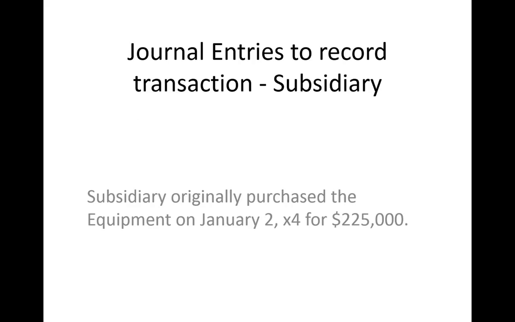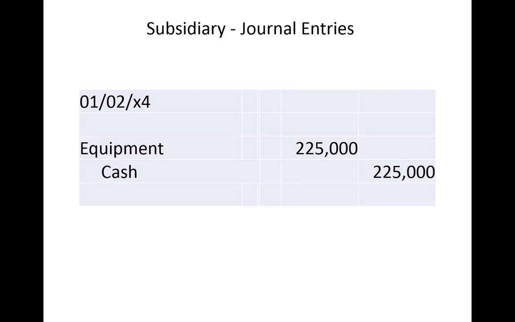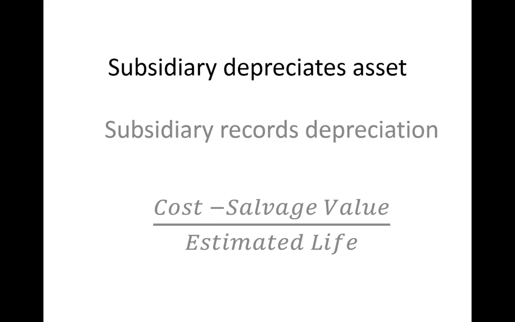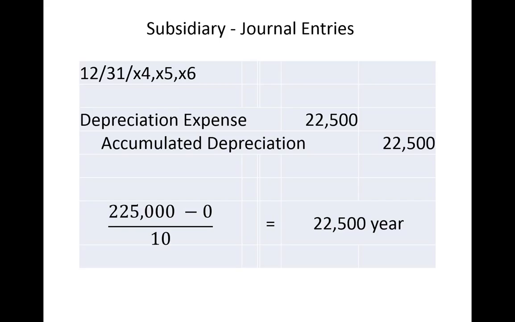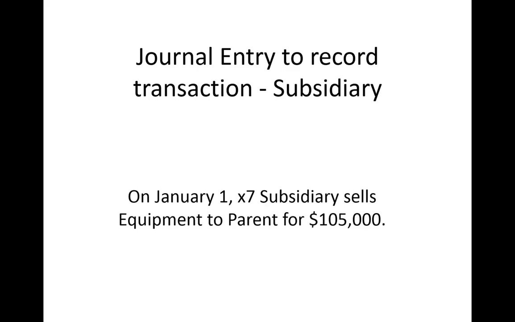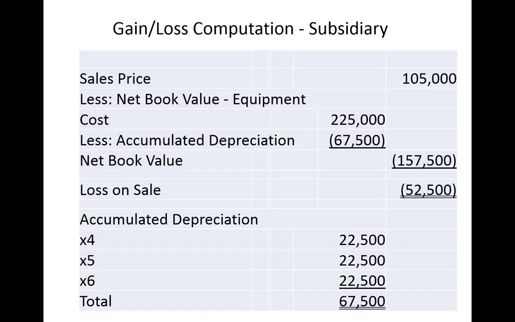So this is what the sub did when they originally purchased the equipment. Debit equipment, credit cash for 225. Depreciate the asset. Here's the formula. And we see that in years 4, 5, and 6, the subsidiary depreciated the asset for 22.5. The sub sells it for 105.